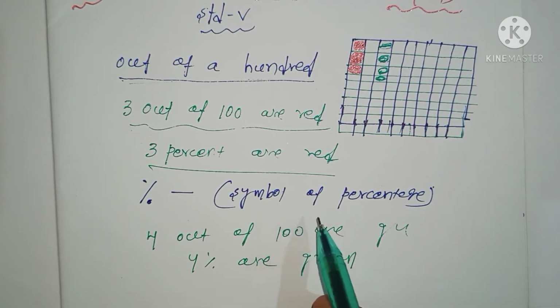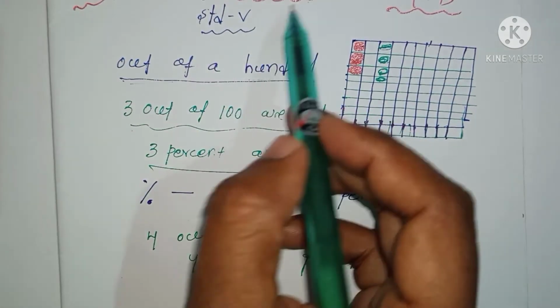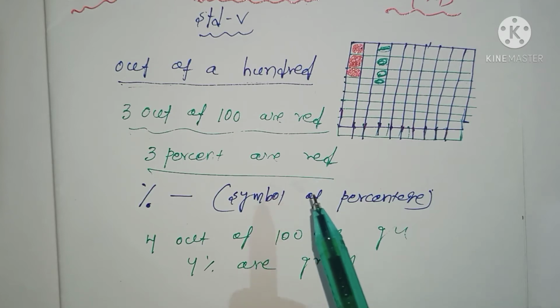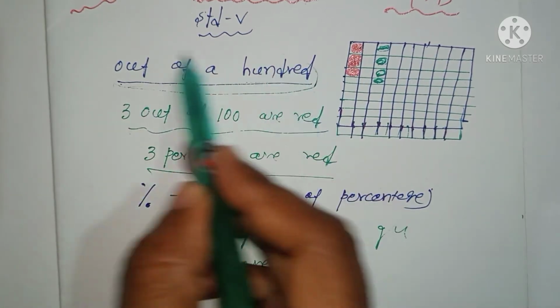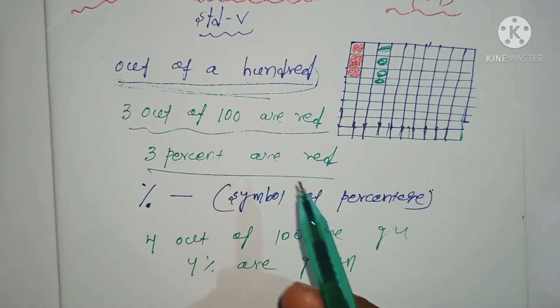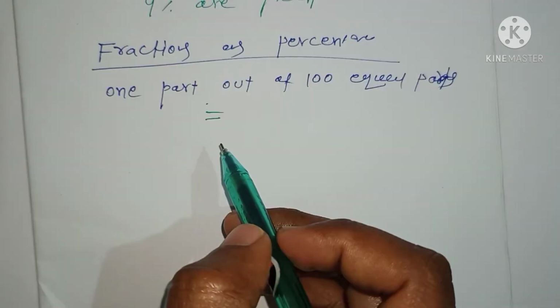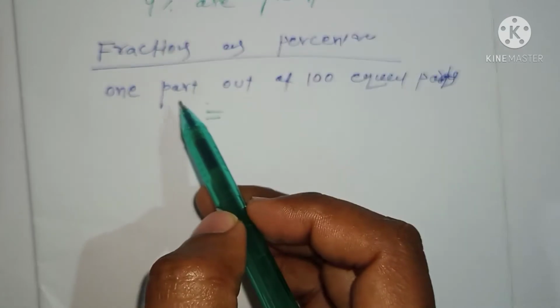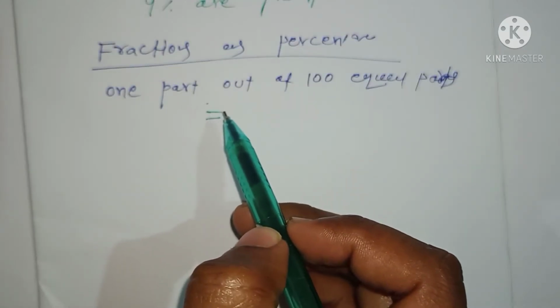So you just remember that percentage means nothing, it is only out of 100. Something you calculate out of 100, we can say that is the percentage. And the symbol, we know how to write the symbol of percentage. Now we'll see fraction as percentage. How to write a fraction as a percentage.